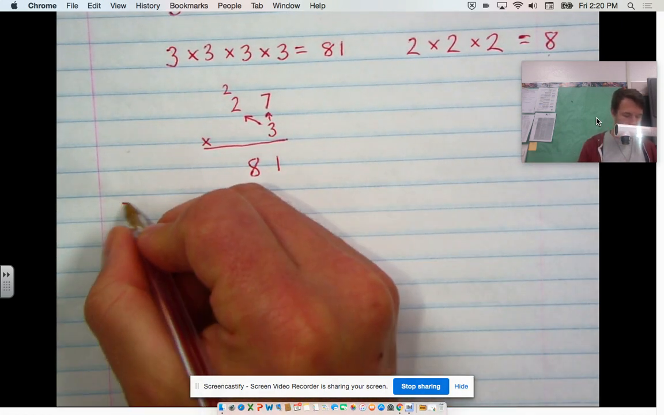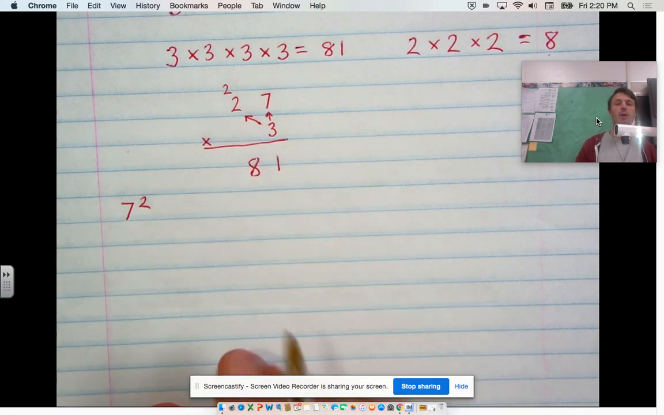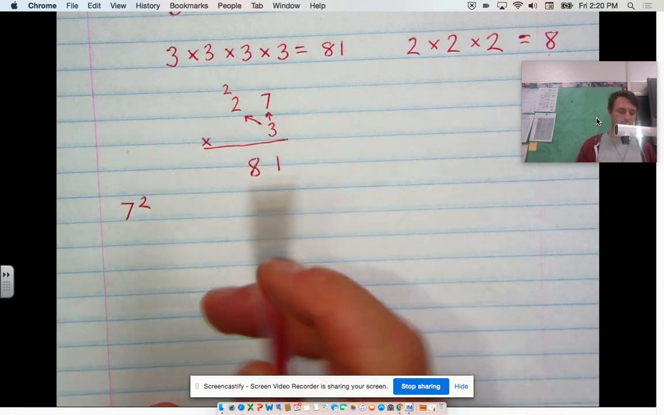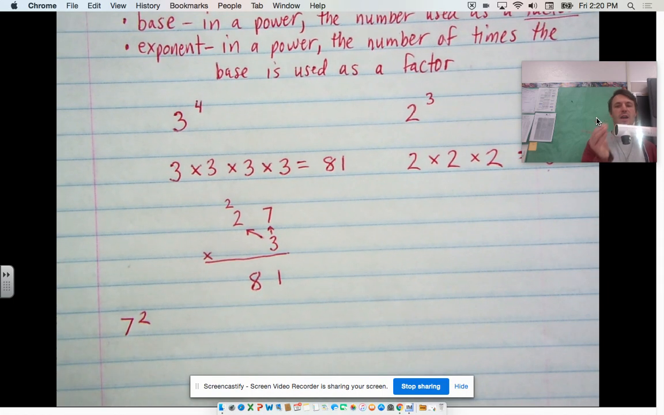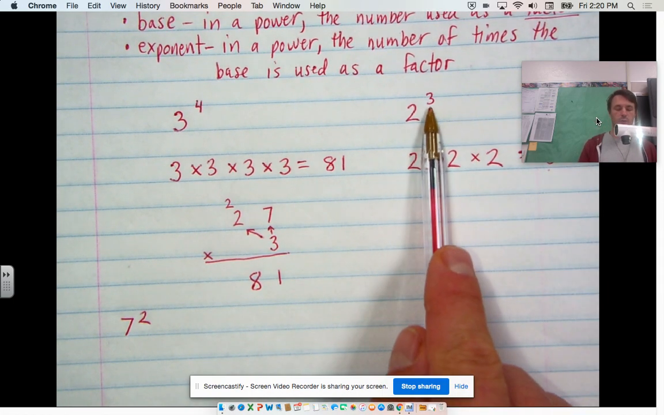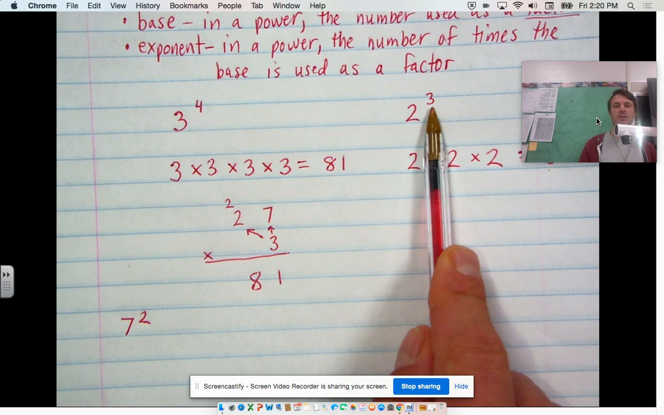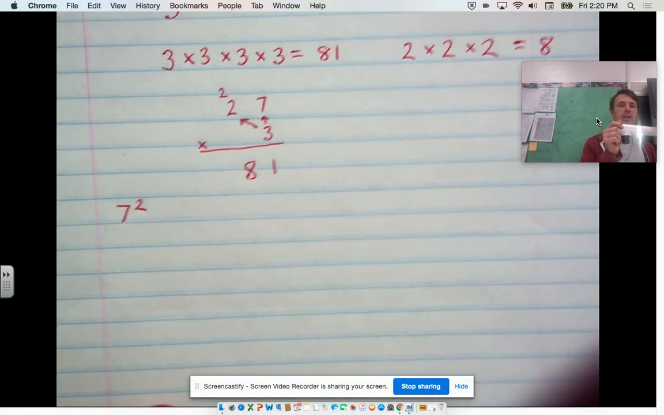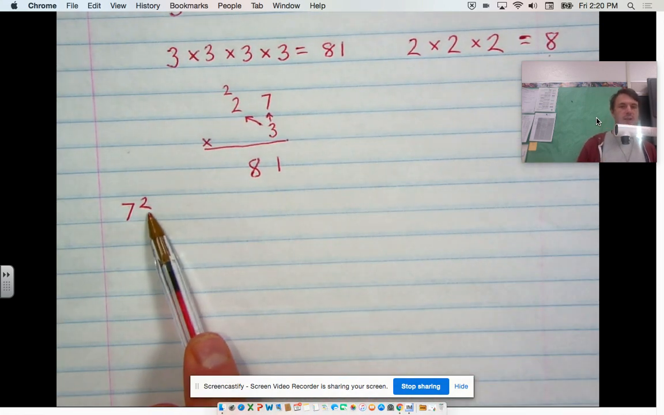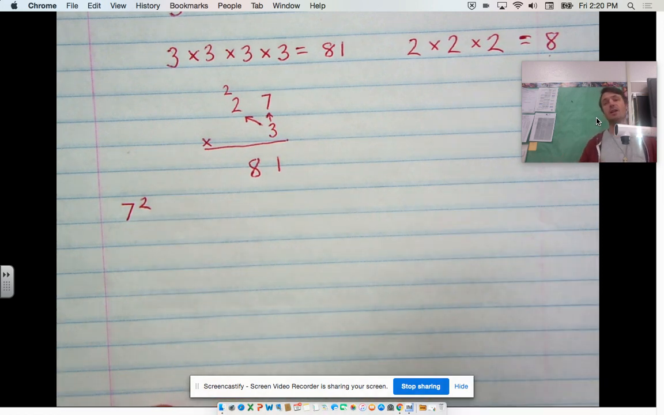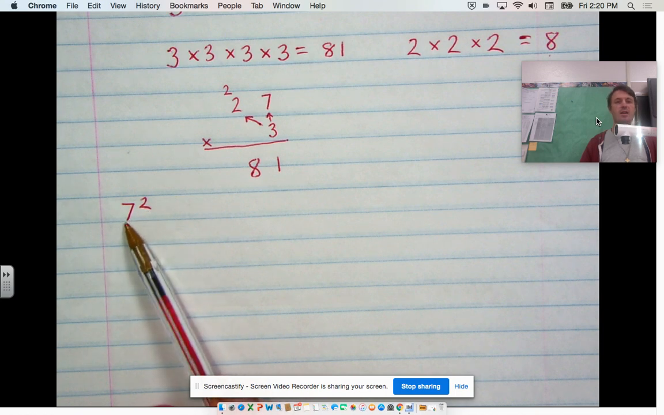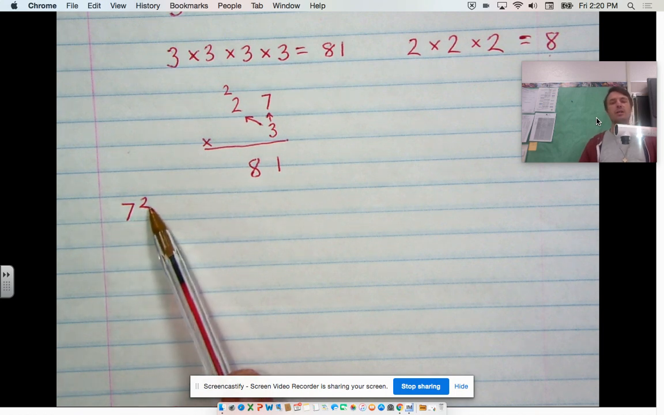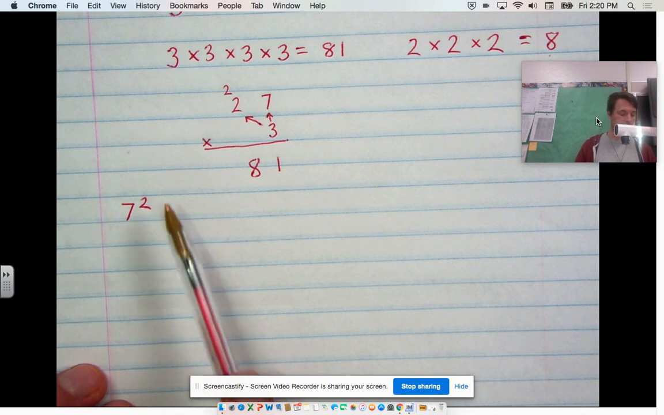Let's say we had 7 to the second power. Another quick aside. These are the only two like this that you'll have to remember. When a number is raised to the third power, we say it's cubed. And the only other one like that is when a number is raised to the second power, we say it's squared. And again, don't worry about why yet. Just try to remember that when a number is raised to the second power, we don't say raised to the second power, we say squared. So we would say 7 squared.